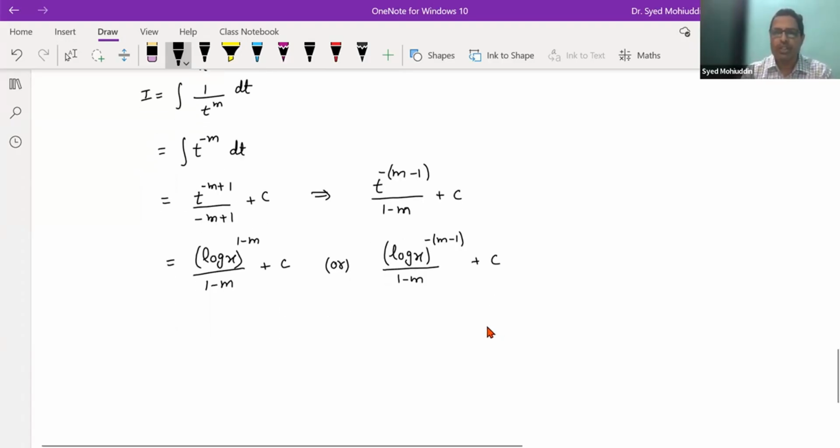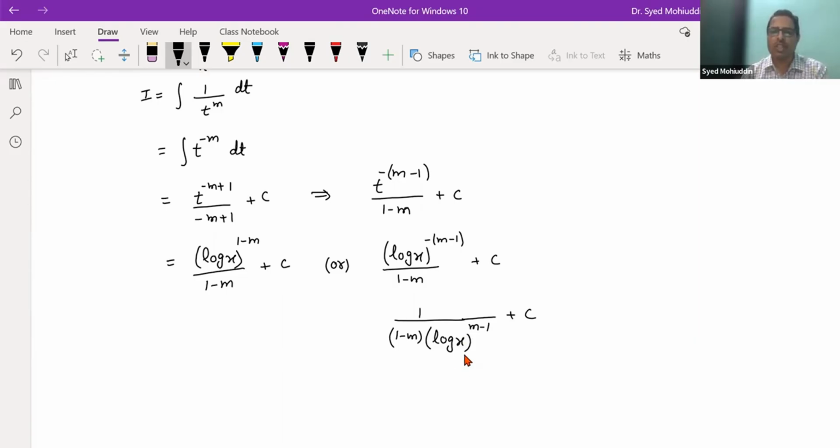Now, because the power is negative, to make the power positive, you can write 1 by 1 minus m into log of x to the power of, because the negative value comes into the denominator, it becomes positive, m minus of 1, plus the constant of integration c. This is the other way, but I don't prefer this one. But in case a result is given to prove, then you should be able to do it. But you can express it this way. This becomes rather easier, no? Only one step, you'll get it.